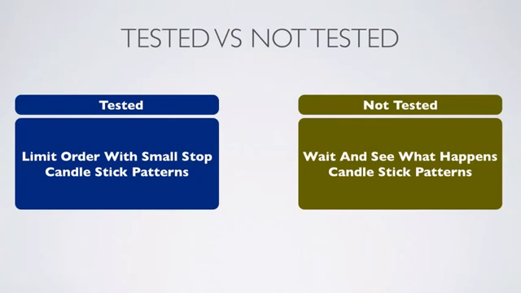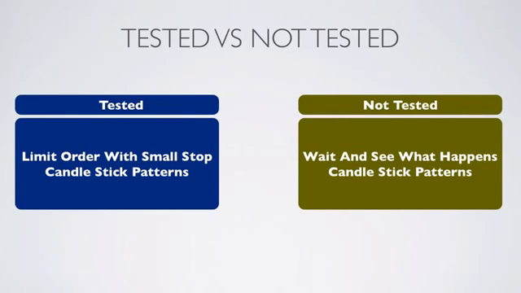In the situation where we have tested support resistance, you can enter with a limit order with a small stop. I will show you this later. Or you can, for example, use candlestick patterns. If you're interested in candlestick patterns, we suggest watching our video we created here. Just click on this box.